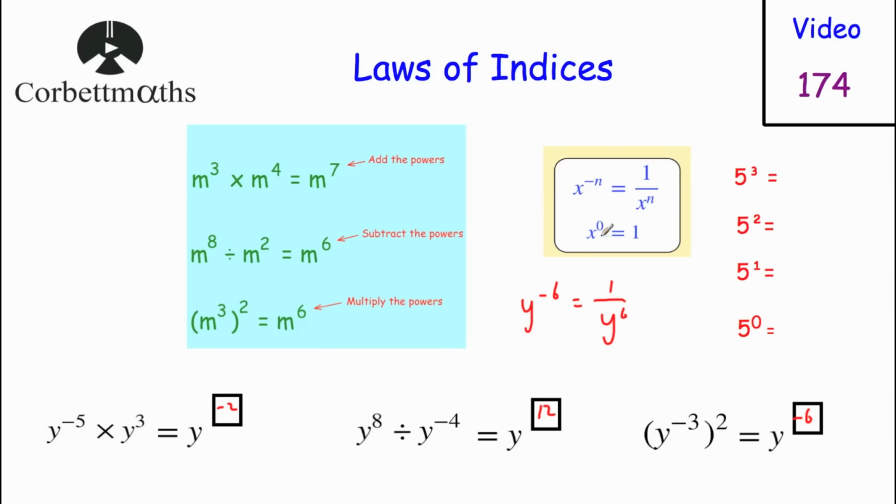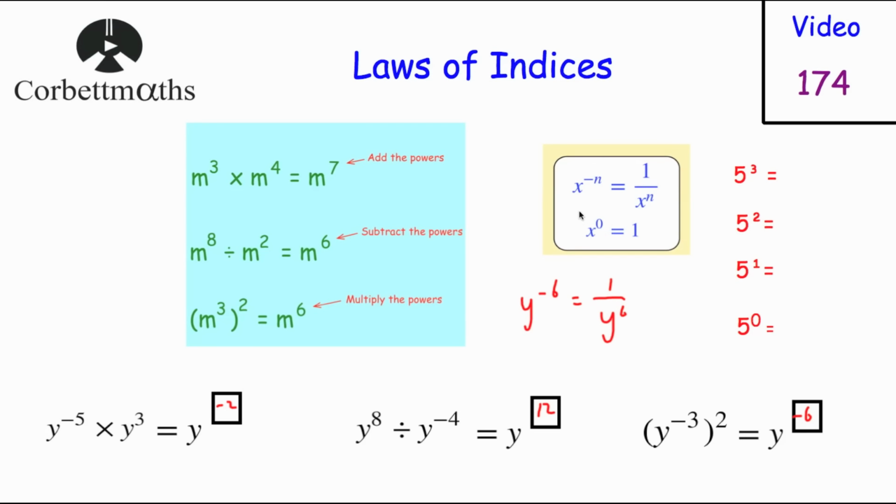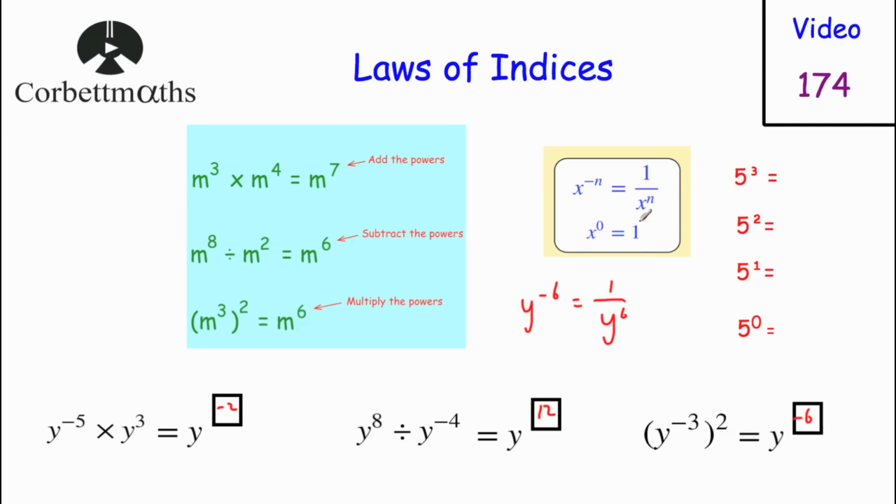Another thing for M7 that you need to know is that anything apart from 0 to the power of 0 is 1. So here, if we had 5 cubed, well, 5 times 5 times 5 is 125. 5 squared, well, that's 5 times 5, which is 25. 5 to the power of 1 is just 5. So the answers are 125, 25 and 5. And you'll see that we're decreasing the power by 1 each time, and with our answer, we're dividing by 5 each time.